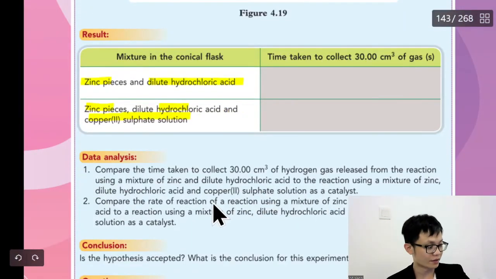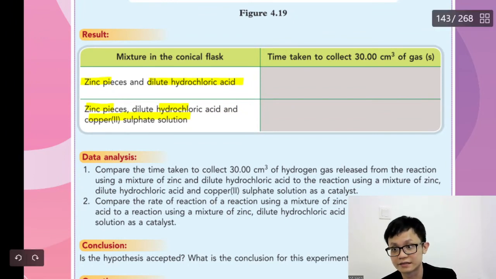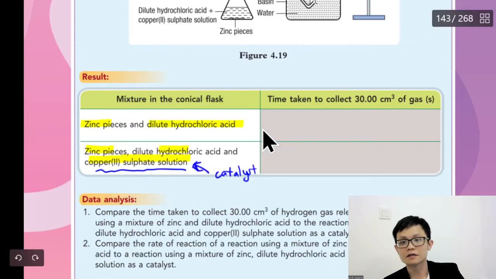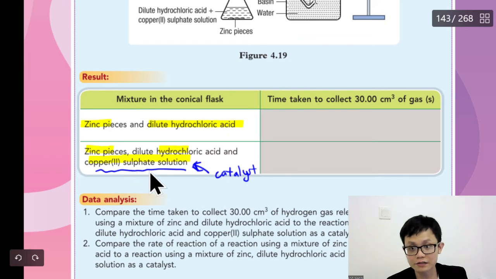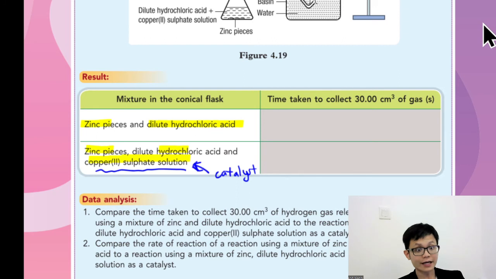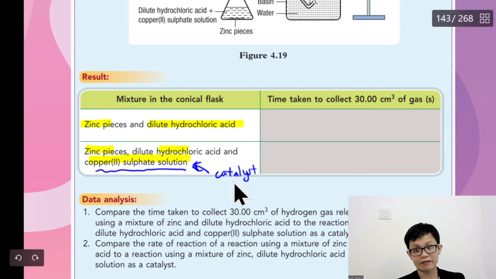Just give me a moment. Yeah, so the copper sulfate is the catalyst. So I just write here: this is the copper sulfate, catalyst. So the copper sulfate solution is the catalyst, and the other one, which one is faster, up or down? My student says down. Yes, it's correct. Down will be faster because down has the catalyst.